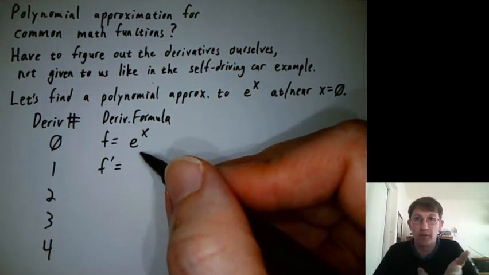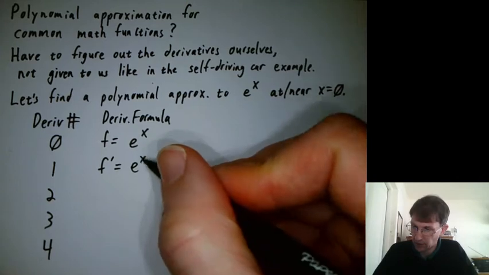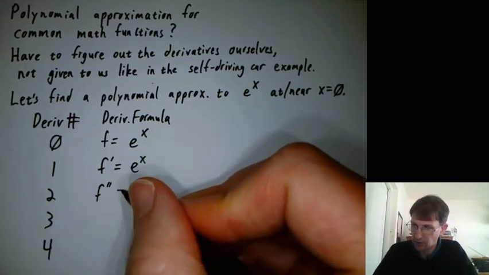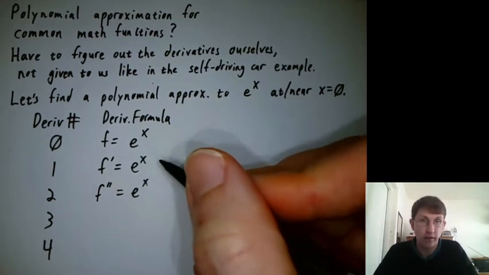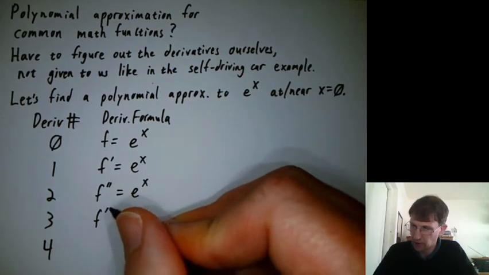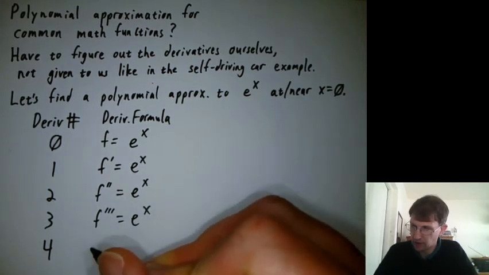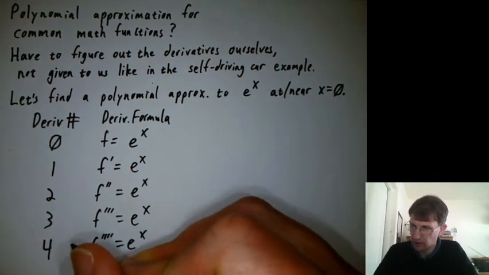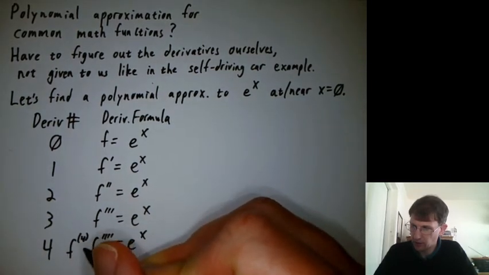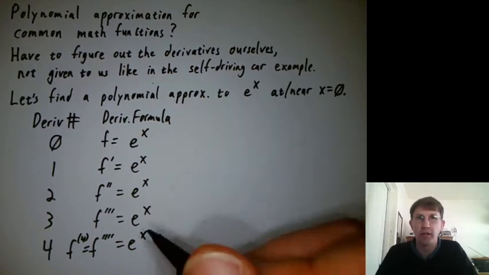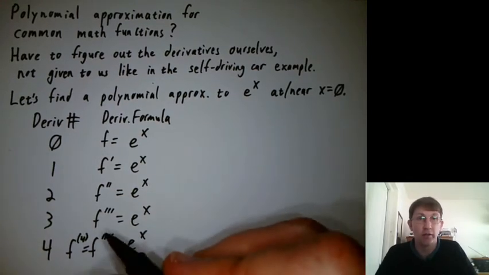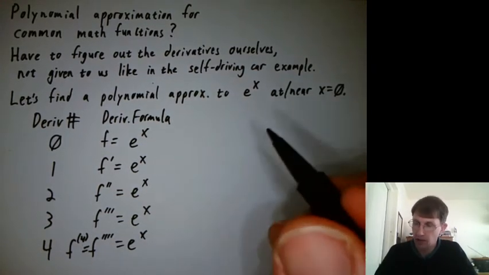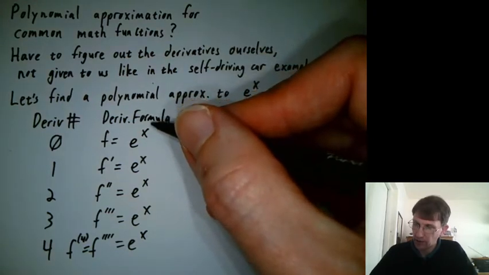E to the x, there's a reason I chose this one for our first one to work with. What's f double prime? That's still e to the x. F triple prime, still e to the x. F quadruple prime, still e to the x. That's sometimes written f with a superscript 4, but it doesn't mean take the fourth power, it means take the fourth derivative because it's in parentheses. So that's our derivative formula.